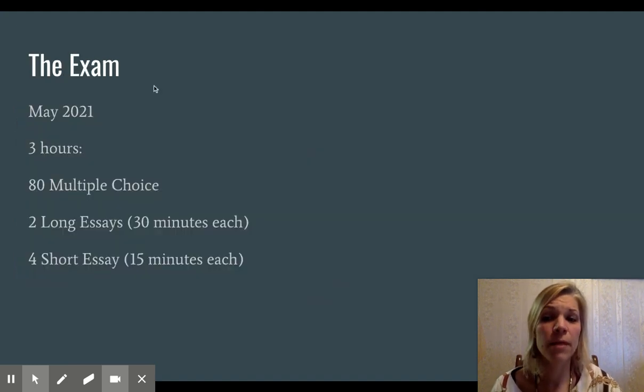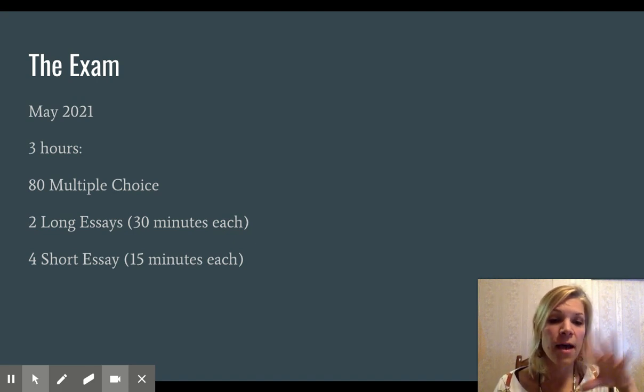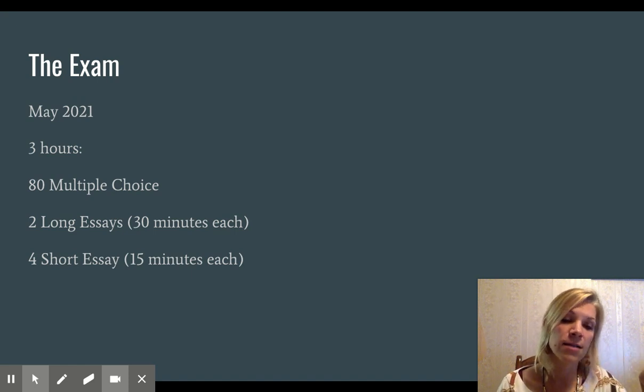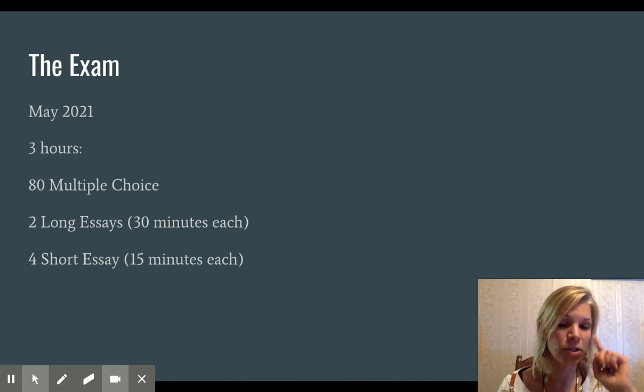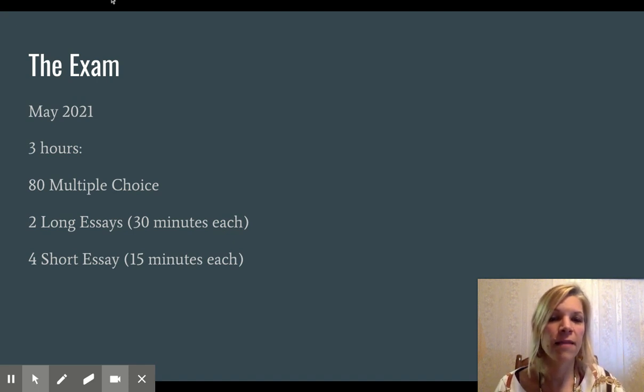Now, the exam will be in May of 2021. It's a 3-hour exam with 80 multiple choice questions, and the 80 questions will be in 1 hour. They'll have 2 long essays, which is another full hour. The 2 essays are a comparison and an analysis. And then they'll have 4 short essays, which are 15 minutes each. So it's a long exam, and the College Board plans for this exam to be in person and written.